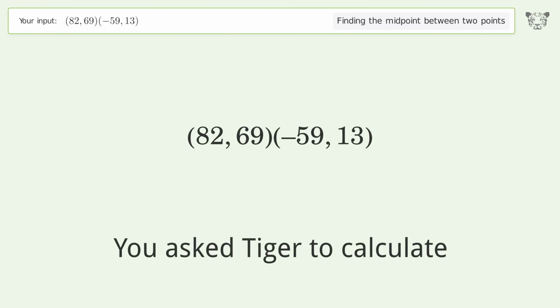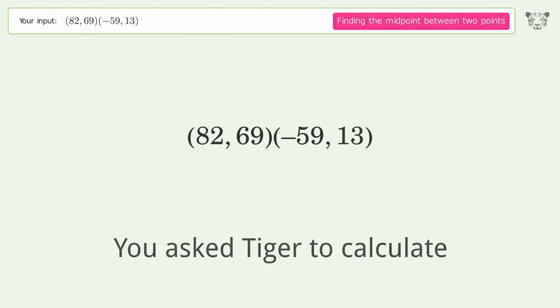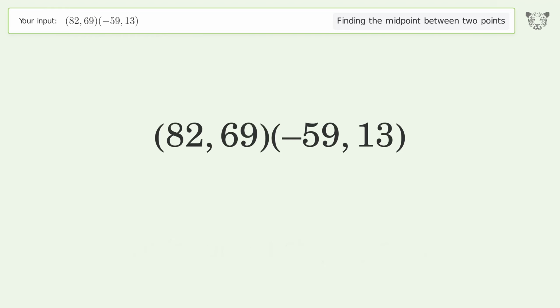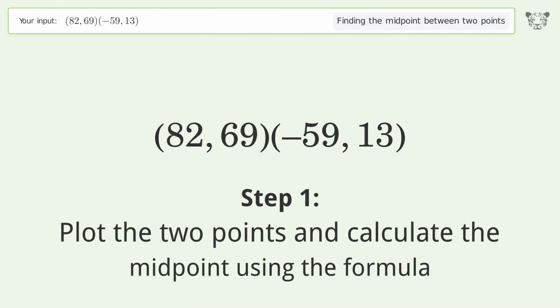You ask Tiger to calculate. This deals with finding the midpoint between 2 points. The midpoint between the 2 points is 11.5, 41. Let's solve it step by step. Plot the 2 points and calculate the midpoint using the formula.